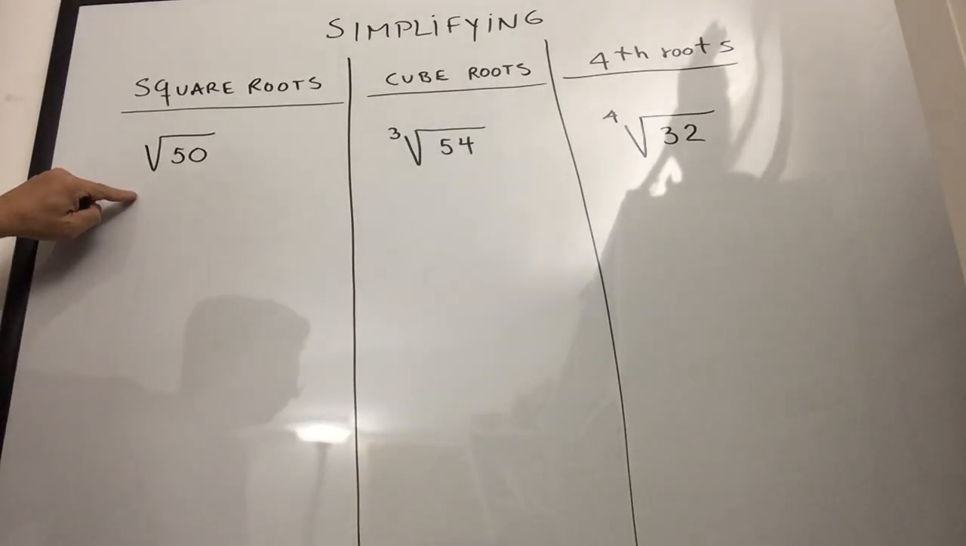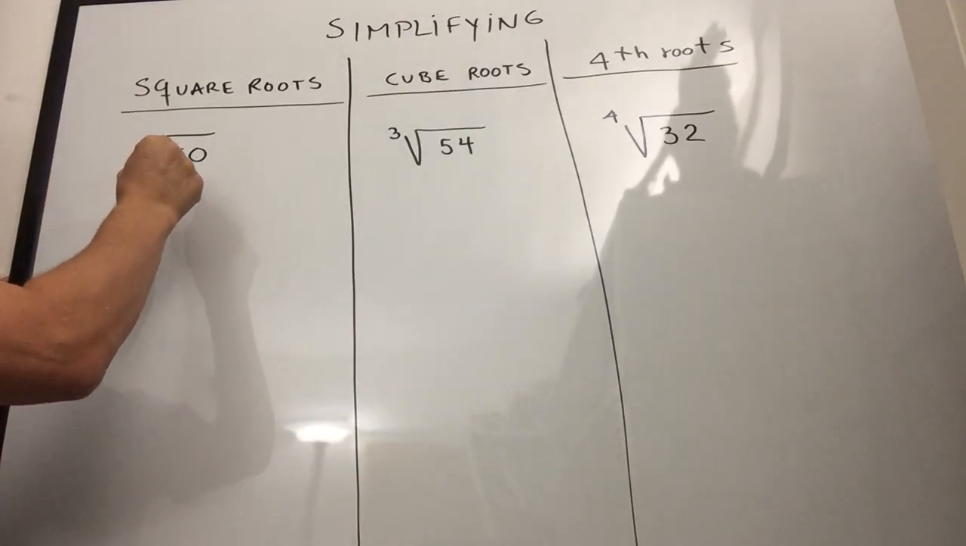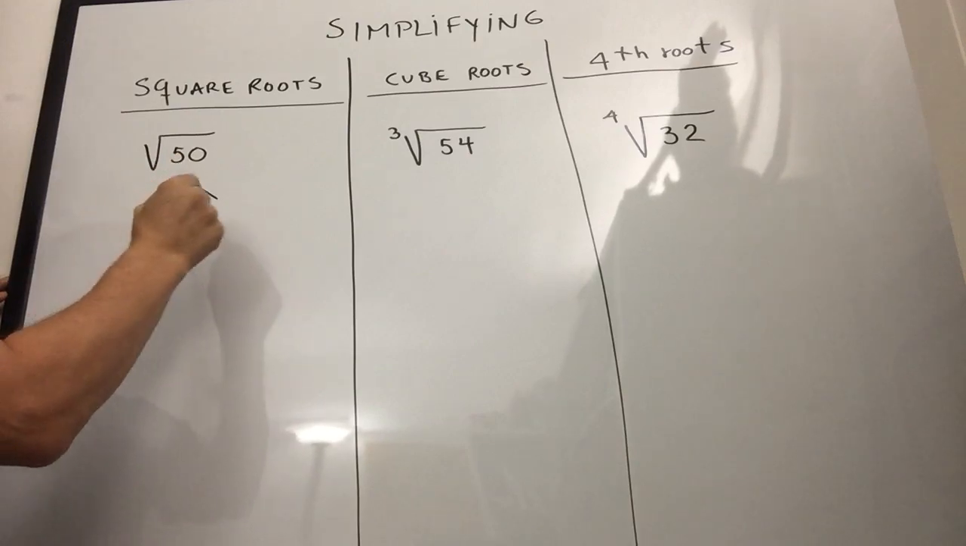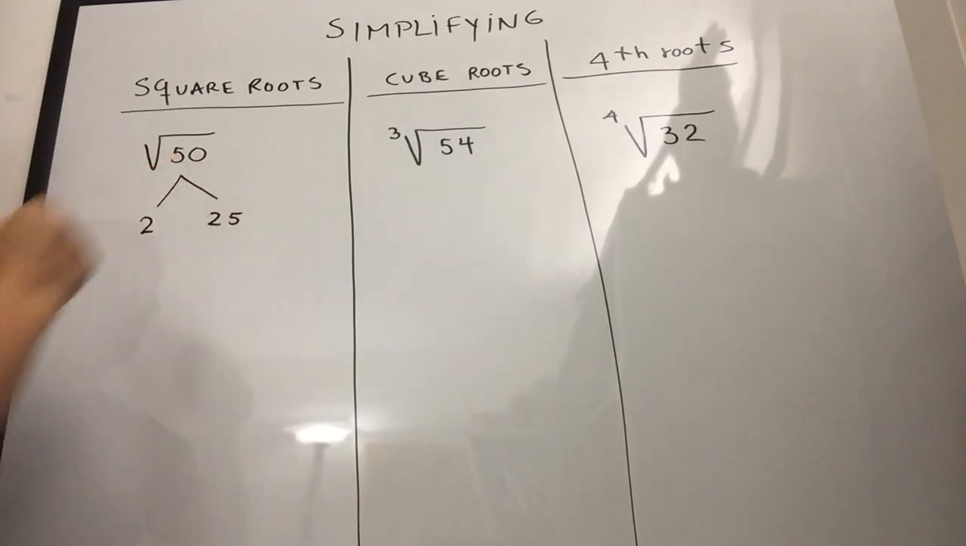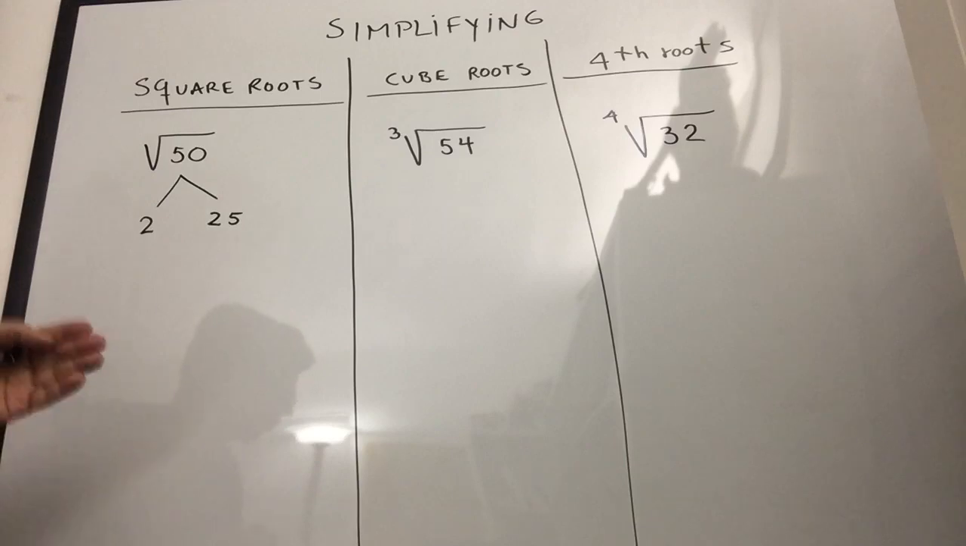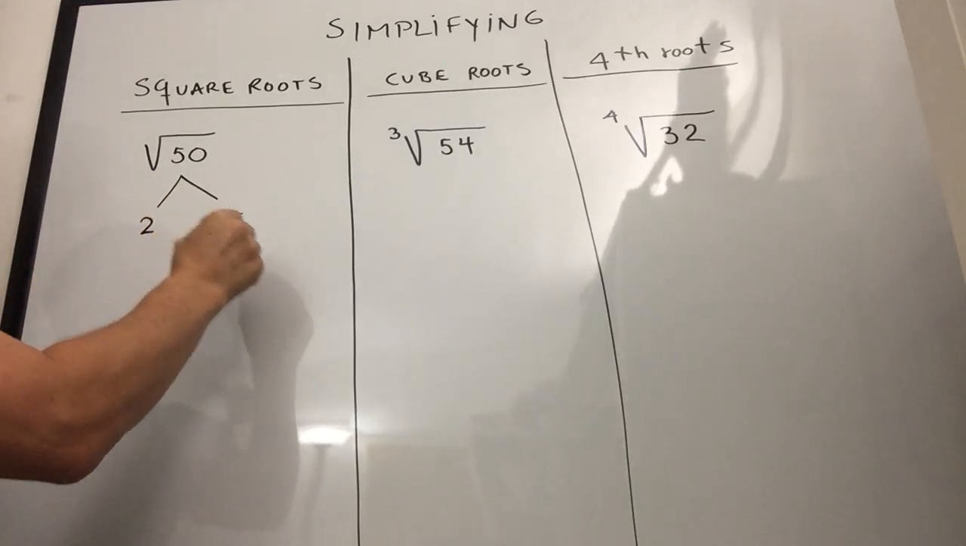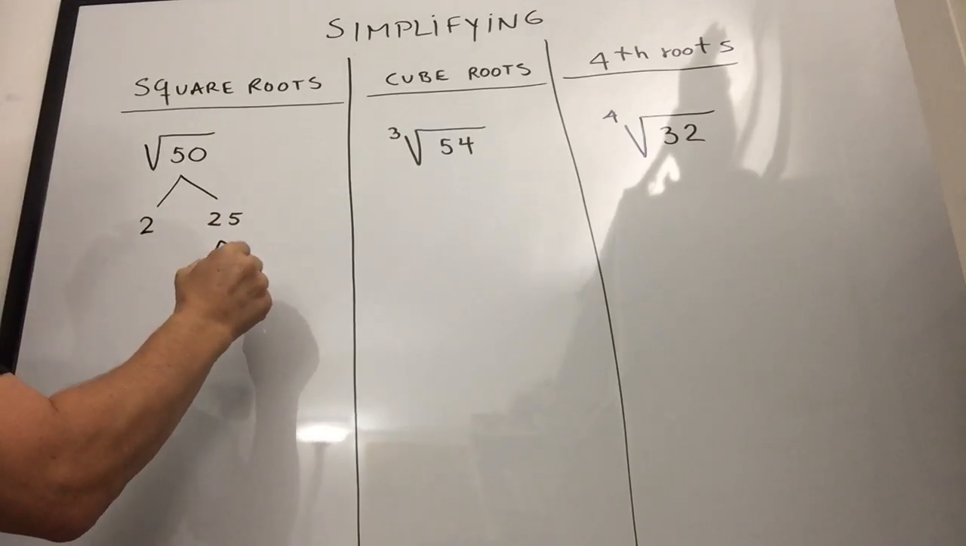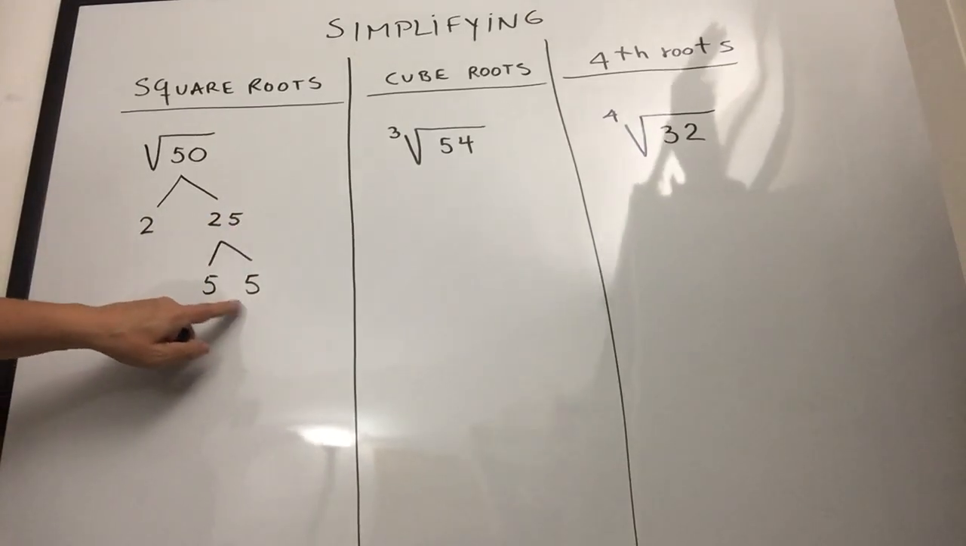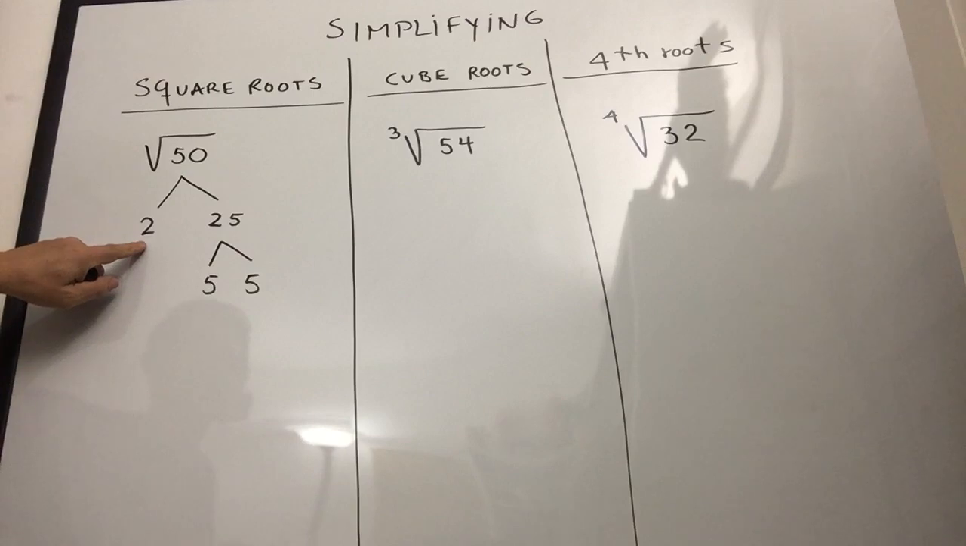First, we're going to do the square root of 50. So all we have to do is think of two numbers that will give me 50. The first thing that comes to mind is 25. Okay, and what you want to do is break down the numbers as low as they will go. Okay, this breaks down into 5 and 5. Okay, we're basically done because 5 times 5 times 2 is 50.